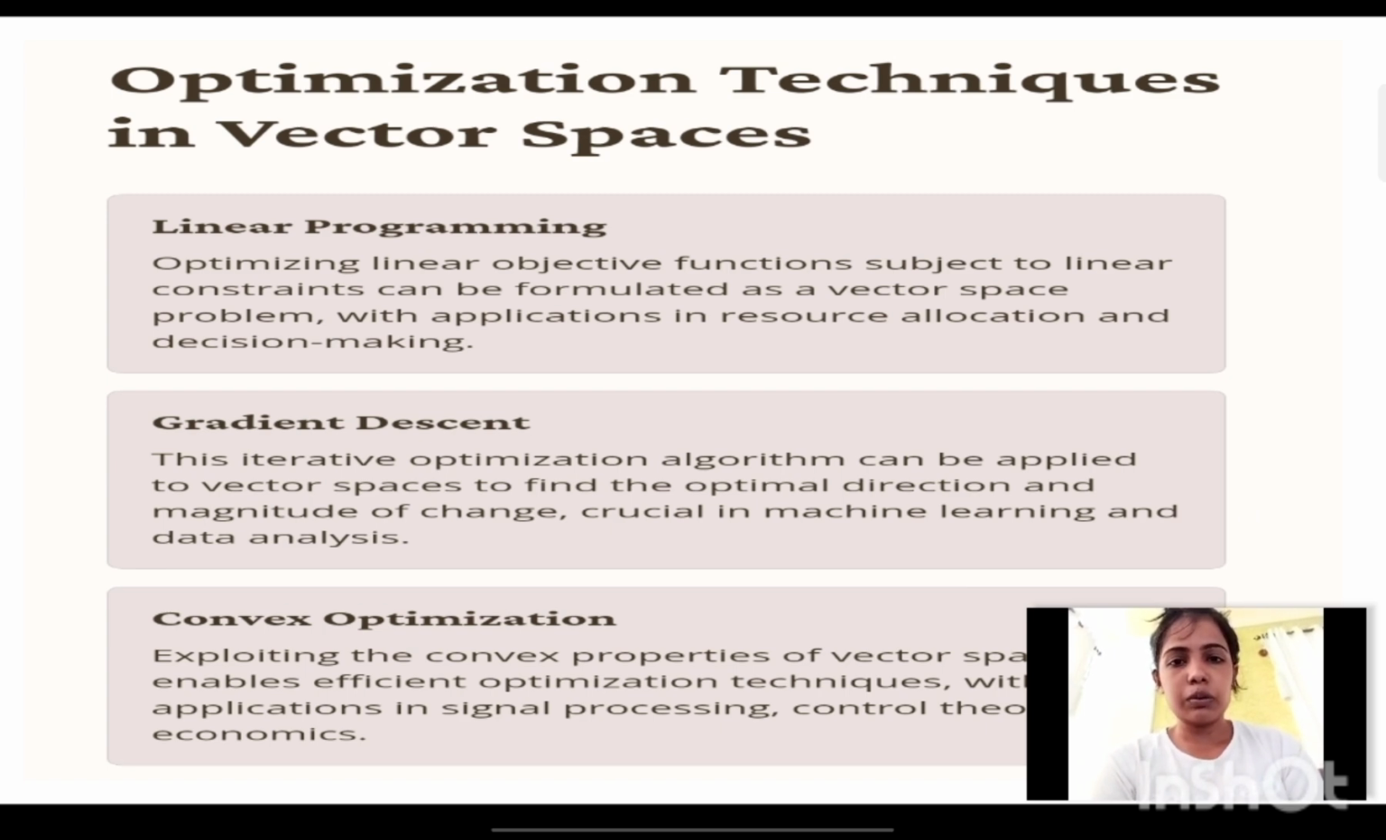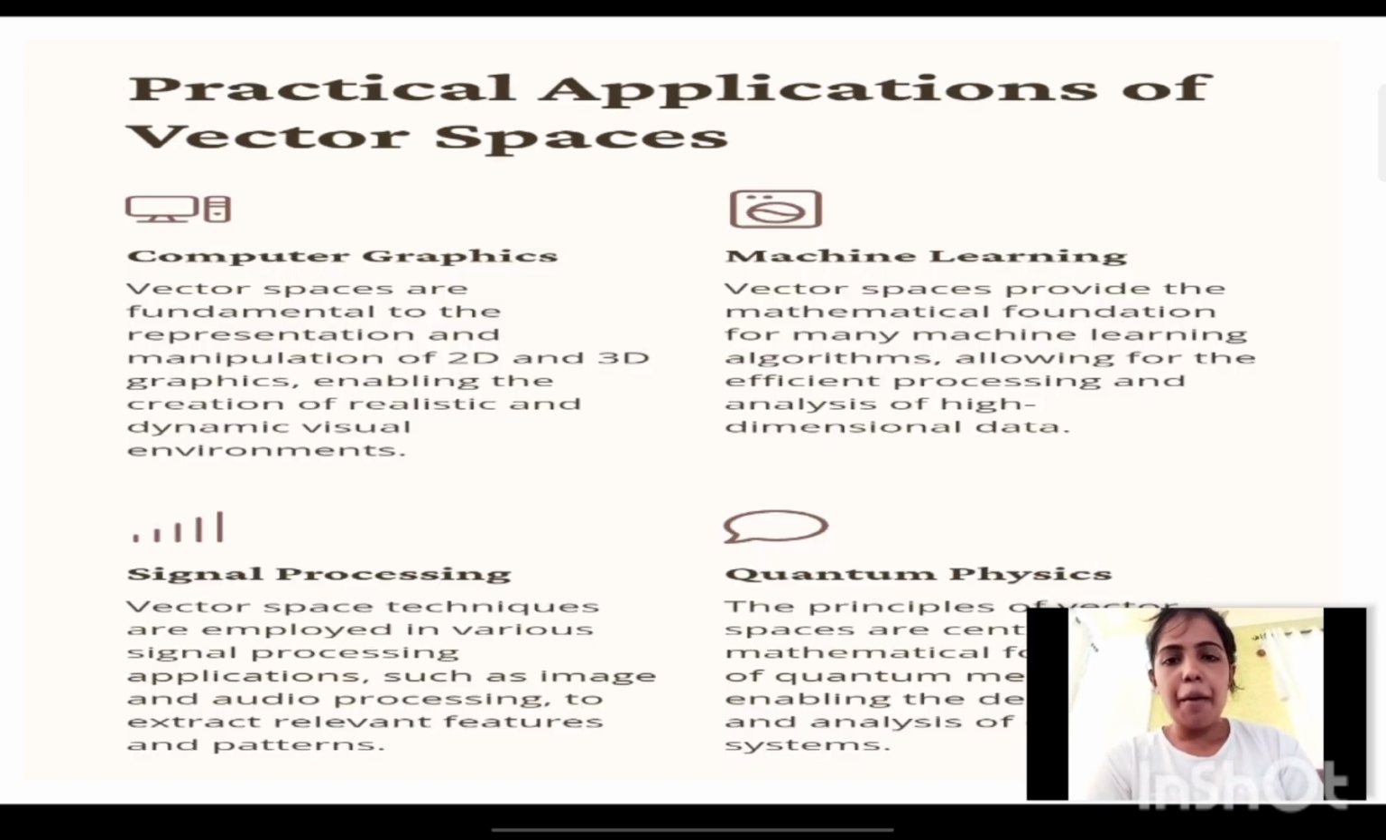The next topic is the applications of the vector space. Let's see. The practical applications of vector space are of four types. We use it in computer graphics, machine learning, signal processing, and quantum mechanics. In computer graphics, vector spaces are fundamental to the representation and manipulation of 2D and 3D graphics, enabling the creation of realistic and dynamic visual environments.